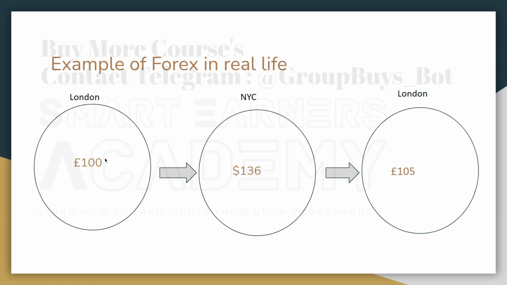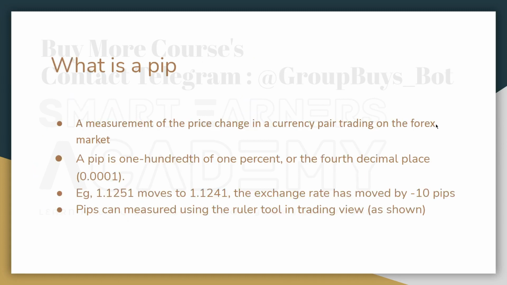And so if you went on holiday, and your £100 over the span of a week became £105, it is because the exchange rate has, for example, increased. And either one of these currencies has become stronger or weaker, causing your £100 to become £105. So that's just a real life example of what Forex is. And now let's move on to what is a pip.